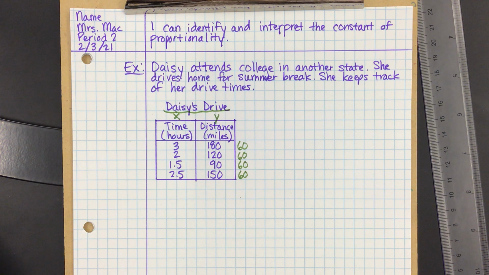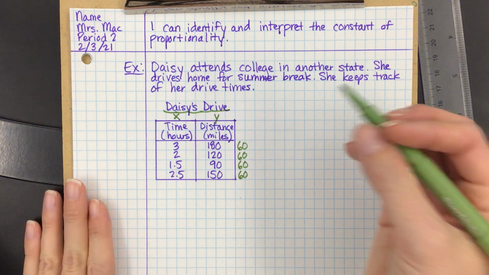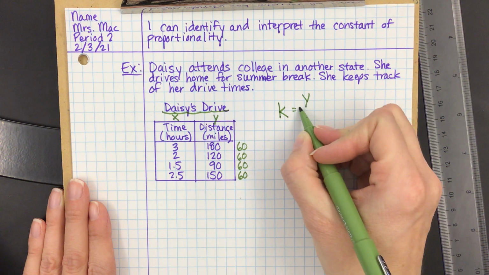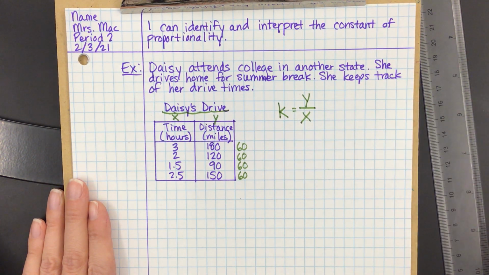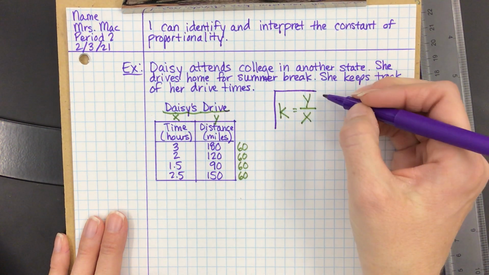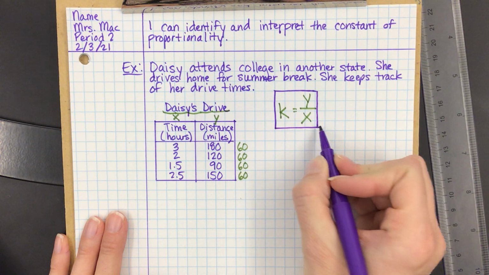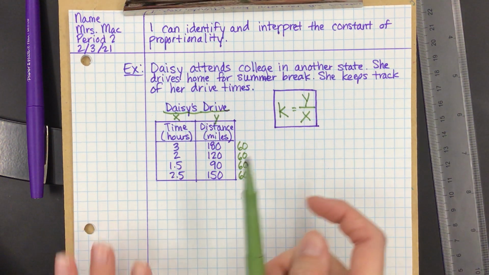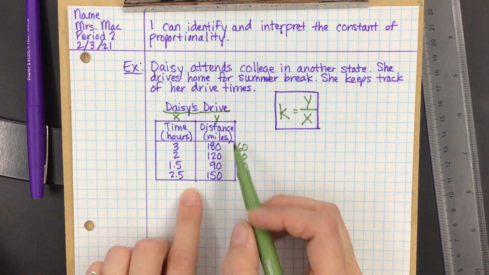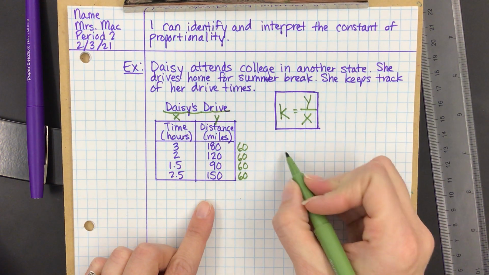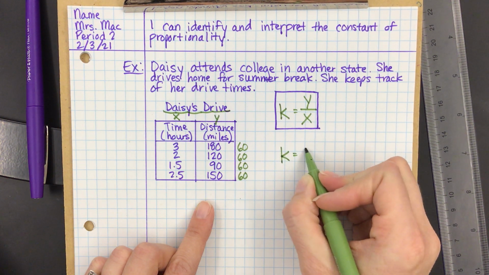And now what we're going to do is find the constant of proportionality. Well, we actually already found it, because if you remember back, to find the constant of proportionality, you divide your y by your x. I'm going to put a nice little box around this so that we remember that important piece of information. Now for this, we've already really done this, because our y is 180. We divided it by 3 and we got 60. So that means that Daisy's constant of proportionality is 60.